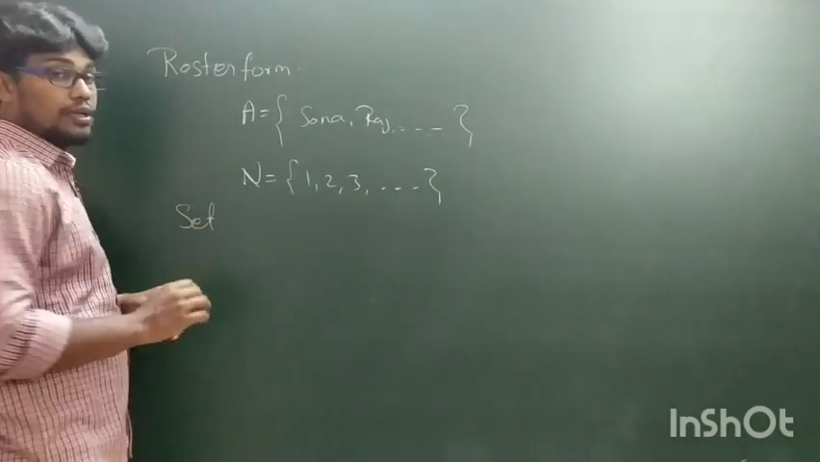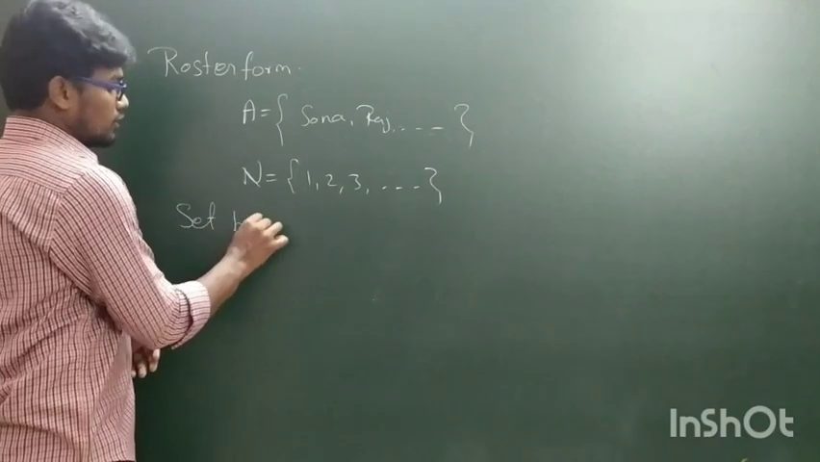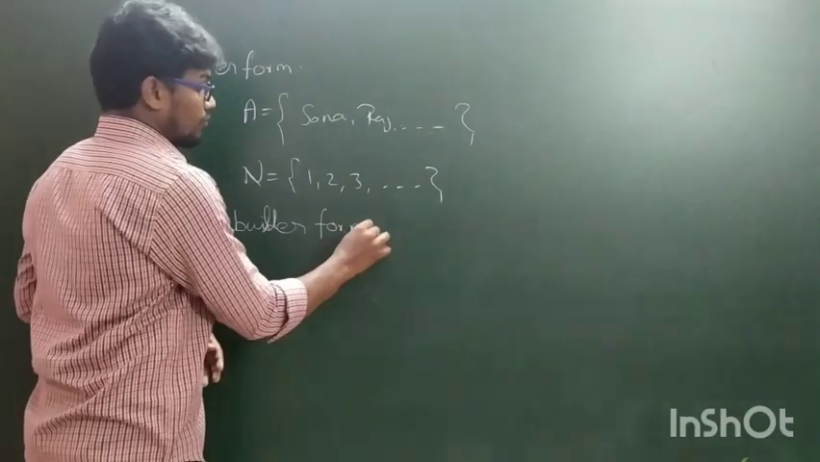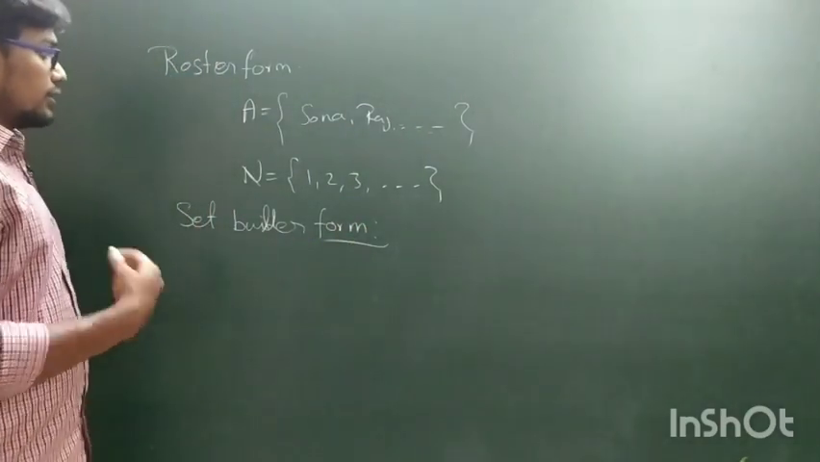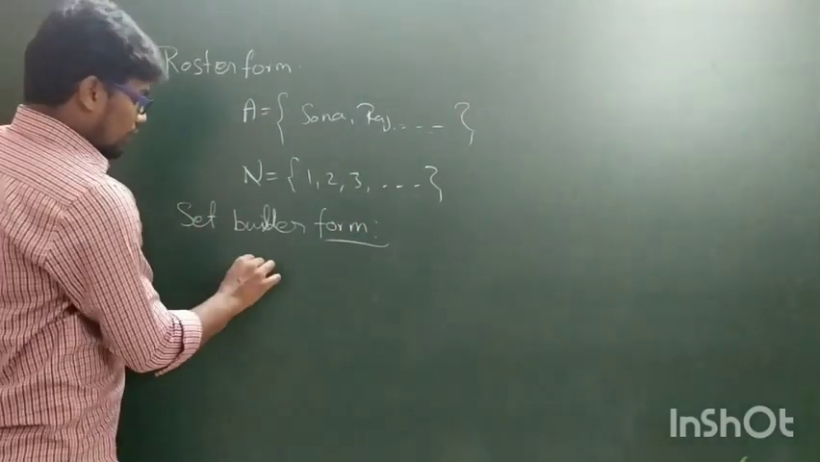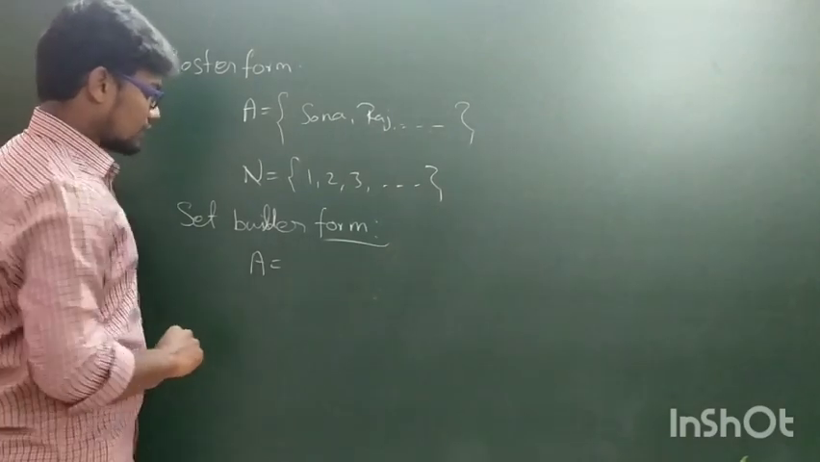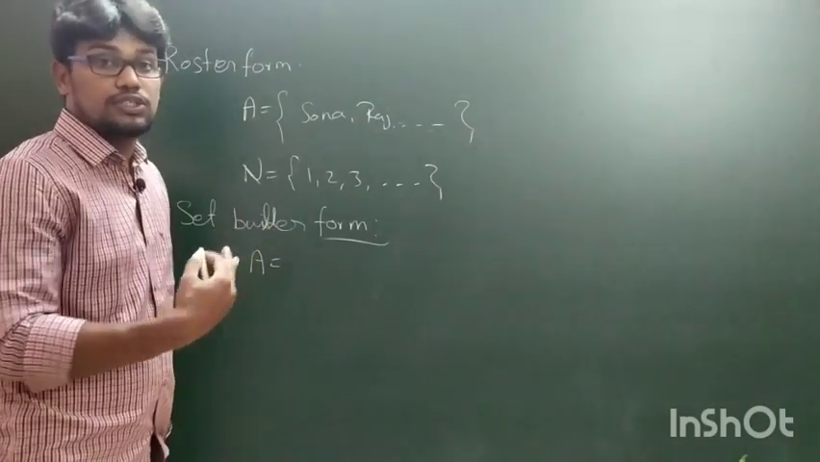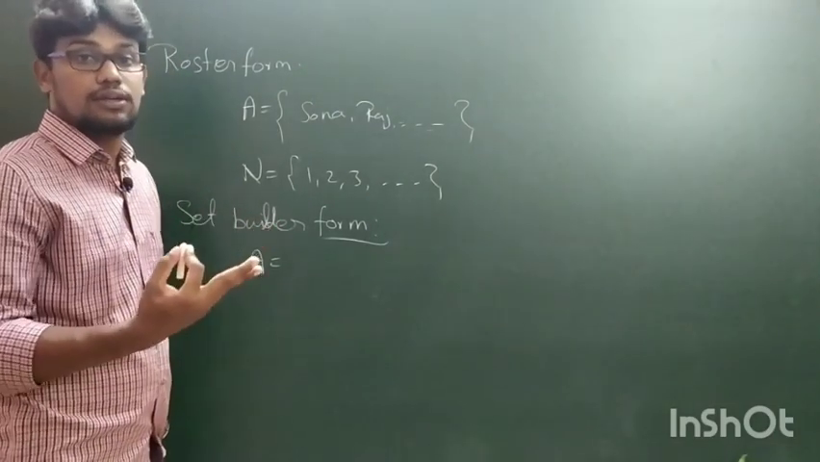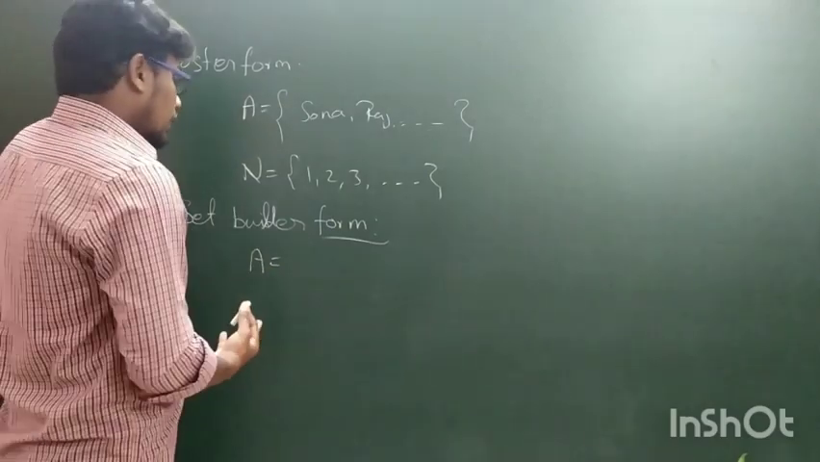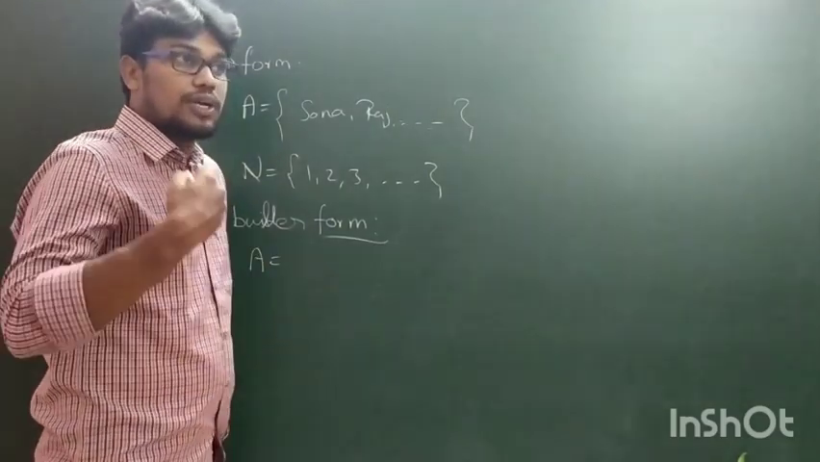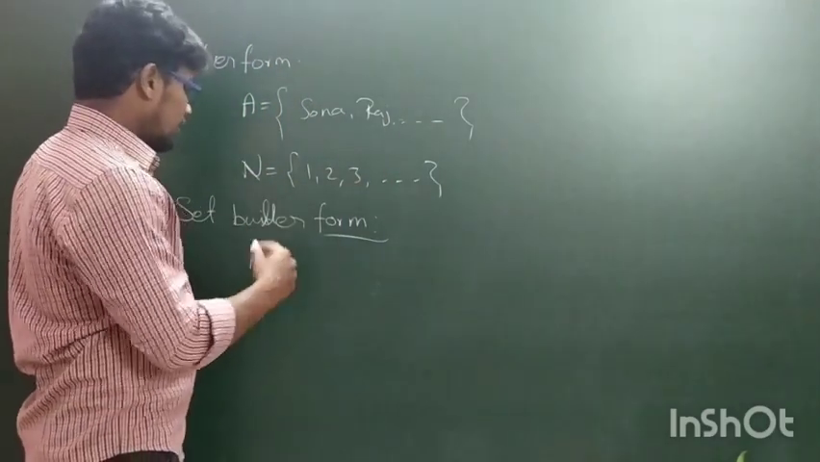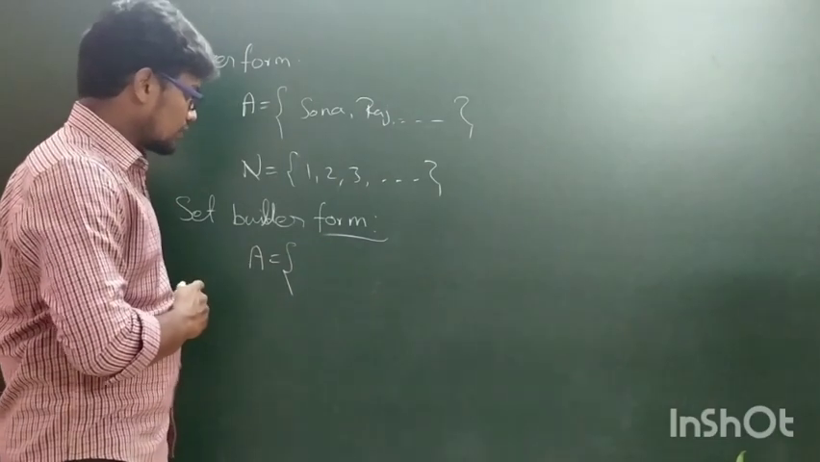Okay. What is called set builder form? This is another way of writing a set. Set builder form. In this way we can make writing easier. Say our set A has all the positive integers which are greater than 5. In roster form, we have to write 5, 6, 7 like this. We have to list all the elements. But in set builder form, we can write it in a very simple manner.